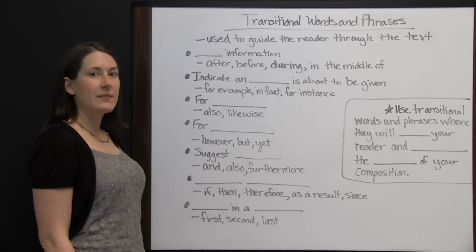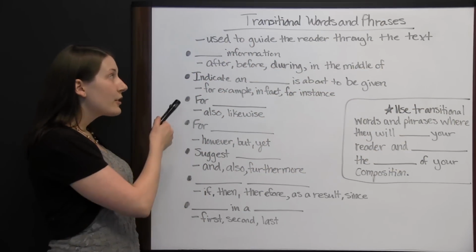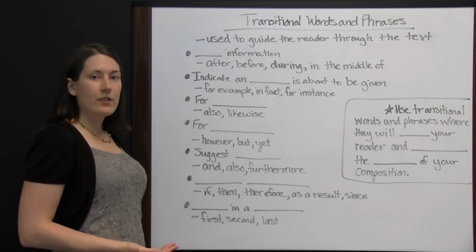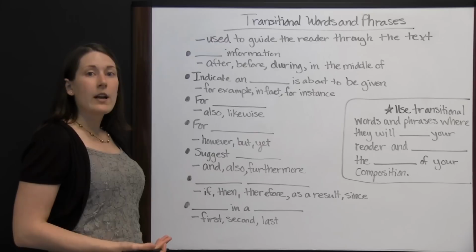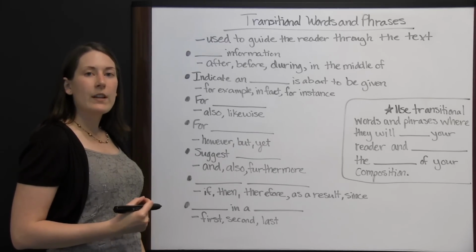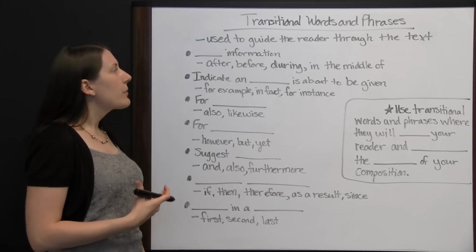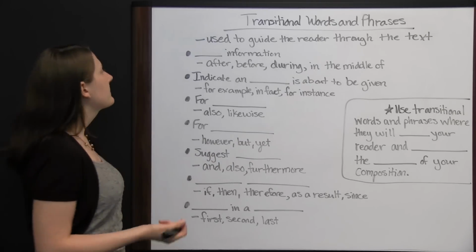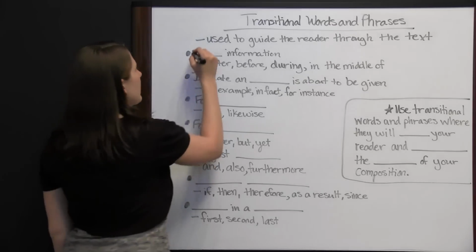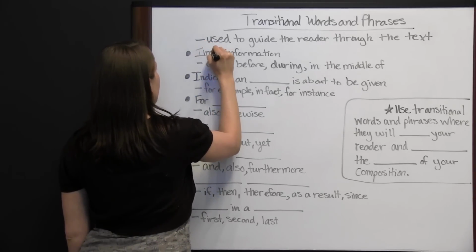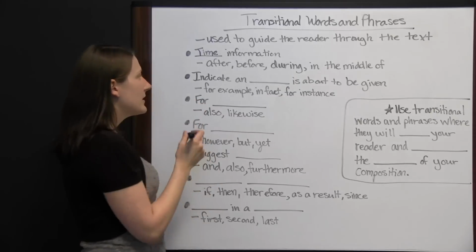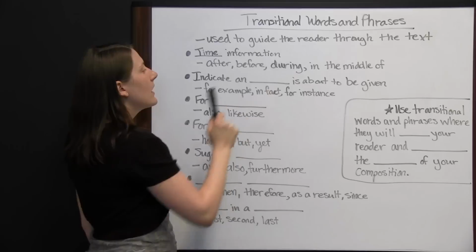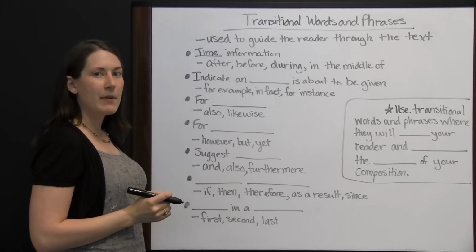Transitional words and phrases. Transitional words and phrases are used to guide the reader through the text. You've probably seen a lot of these common transitional words and phrases before, but you may not have thought about what their operation is, what their purpose is in the paper. So let's look at the different ways transitions can be used. You can have transitions that show time information. For instance, after, before, during, in the middle of. These all tell you when in time something is happening.